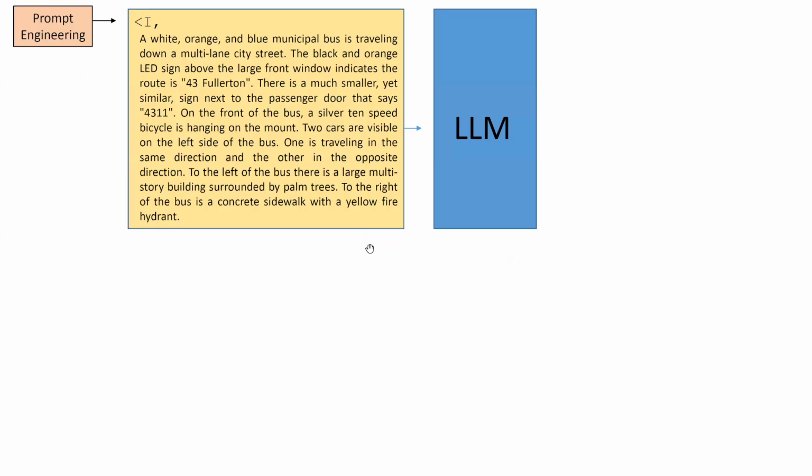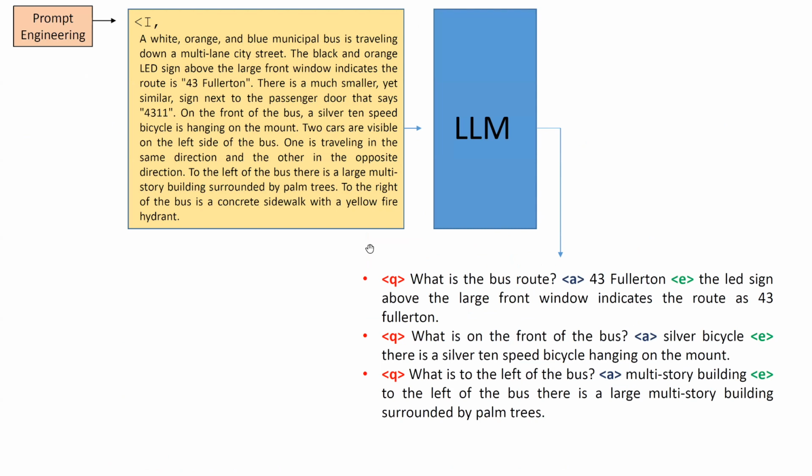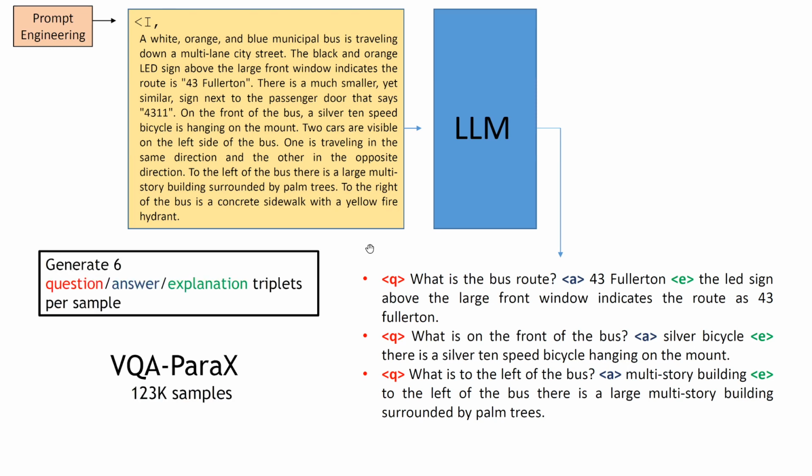So this is enough for the large language model to have a complete understanding of the image. We do some prompt engineering, and we concatenate the prompt and this paragraph together and feed them to the large language model, and we ask it to reformulate this paragraph into question-answer-explanation triplets. So at the end, you have this paragraph converted into a question and an answer, also supported by an explanation. We generate 6 question-answer-explanation triplets, and we end up with another dataset called PQA-Para-X, which consists of 123,000 samples.